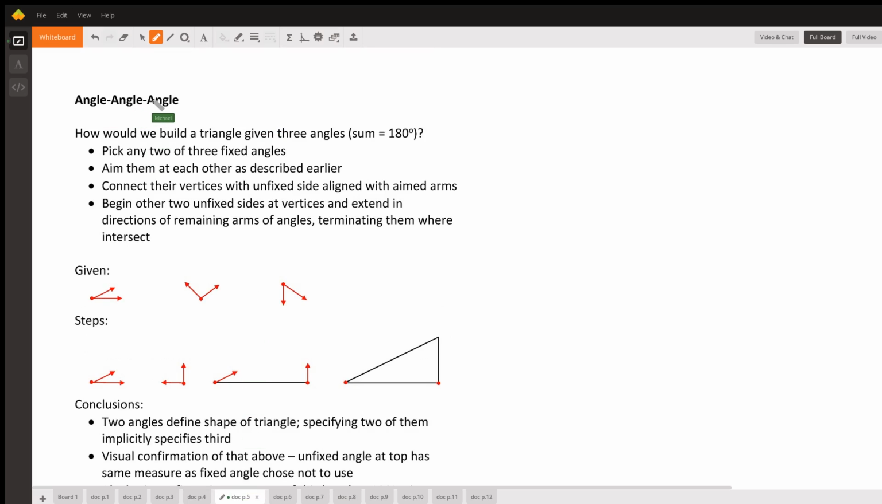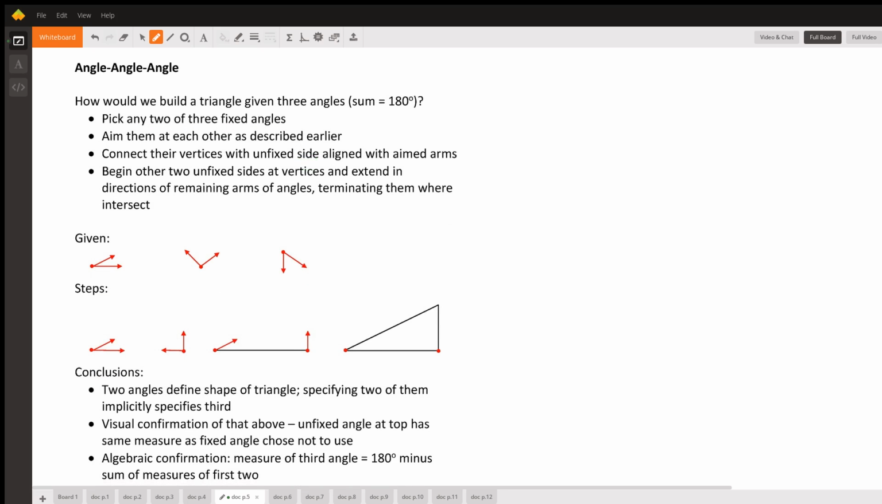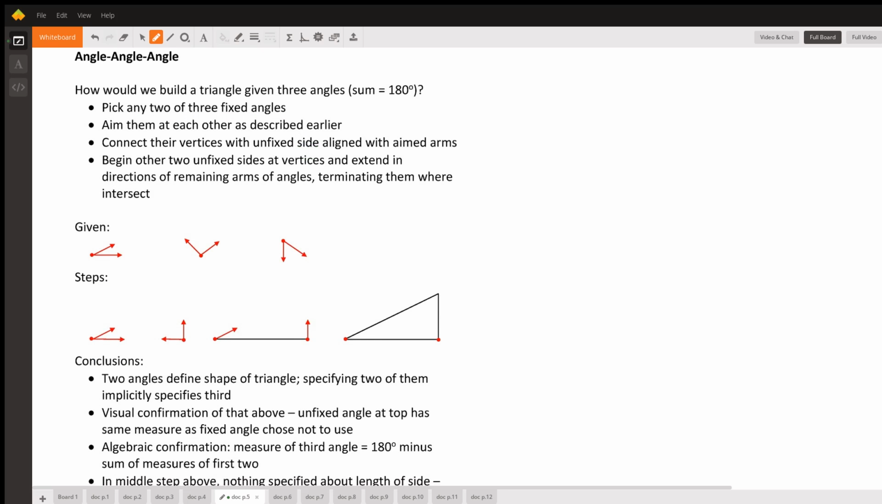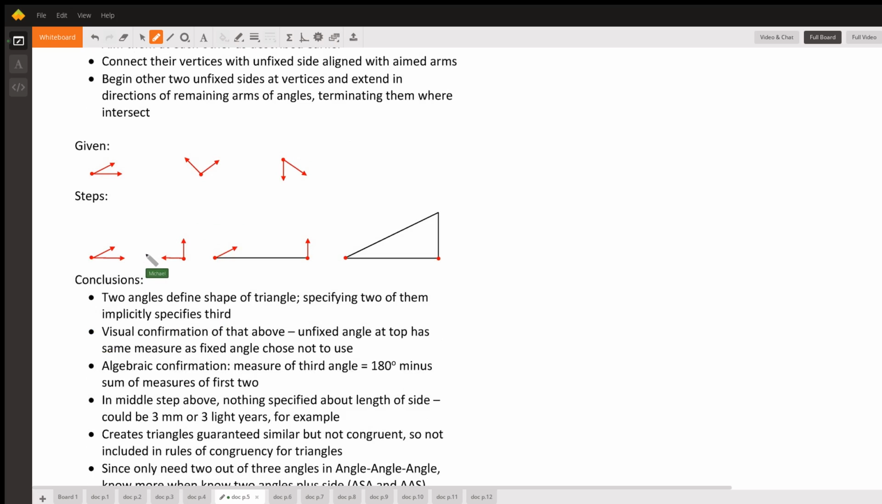So angle, angle, angle. How would we build a triangle given three angles? Pick any two of the three. We don't need to use the third one. Aim them at each other, like I said. Put a side of unfixed length between these two vertices, and then extend unfixed sides here and here until they meet.